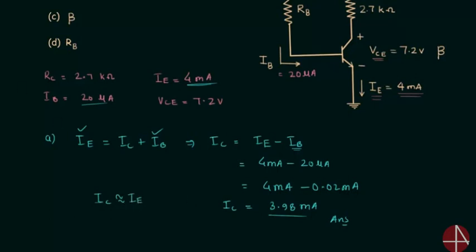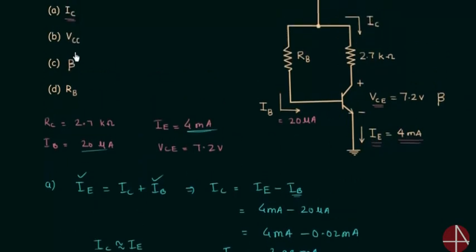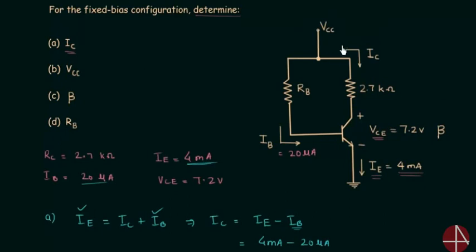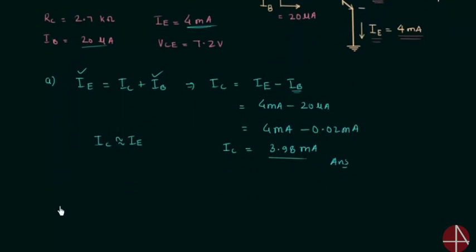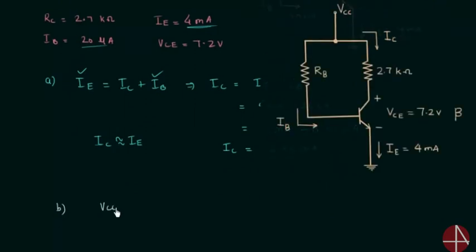Now I will solve the B part. In the B part, we need to calculate VCC, the biasing potential. I will use KVL and I will apply the KVL in the output loop. So we have VCC minus IC times 2.7 kilo ohms minus 7.2 volts equal to 0.